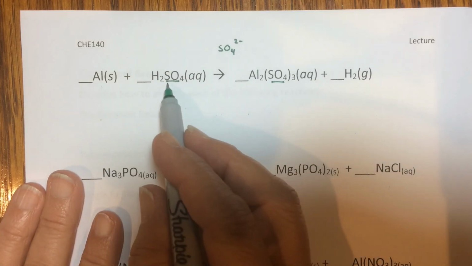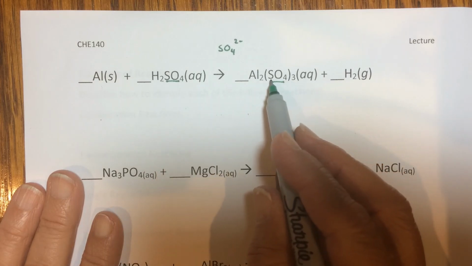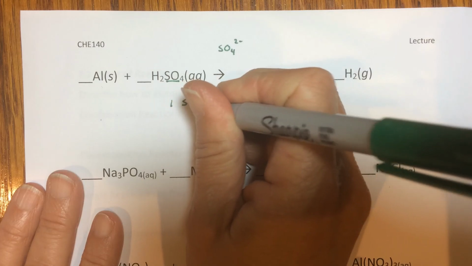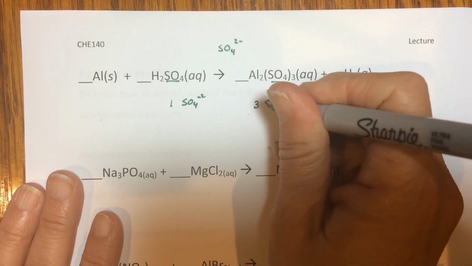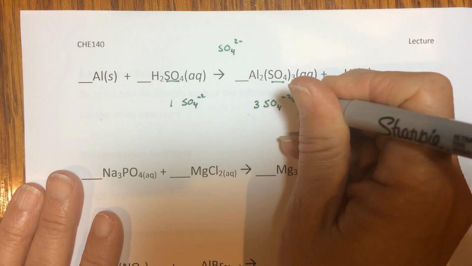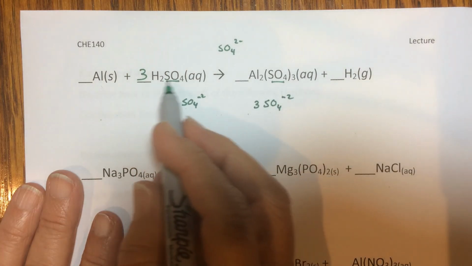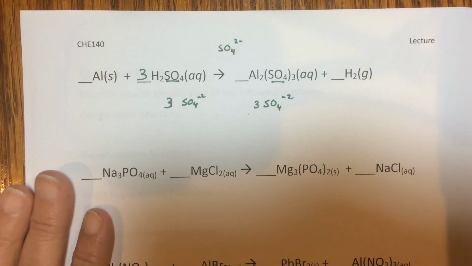So on this side we have 1 sulfate, 1 SO4. Over here we've got 3 SO4s. So we can balance our sulfates. 3 sulfates. Change the coefficient in the front, and now we've got 3.